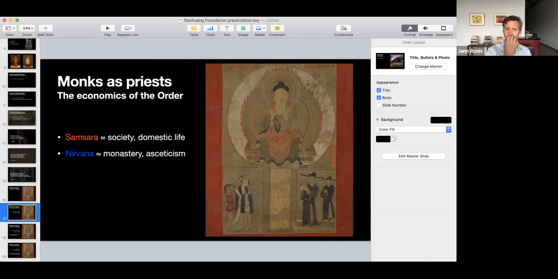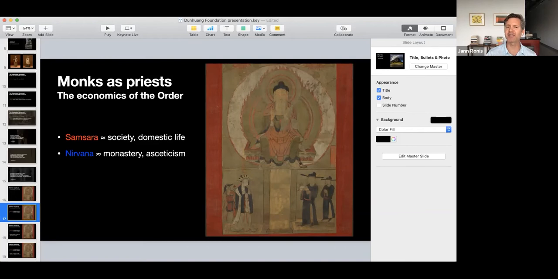So samsara is more or less equivalent to society, to domestic life, to being entangled in relationships, needing to farm, being beholden to the seasons and natural disasters and the inequality in social life and so forth. That is more or less samsara. All right. Now, what about nirvana? Earlier, we talked about nirvana as the extinction of the causes of samsara. Okay. And that still holds.